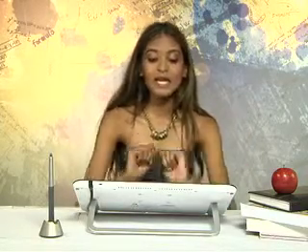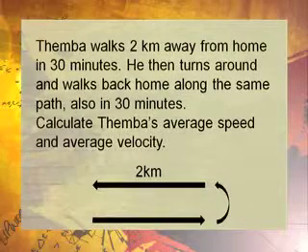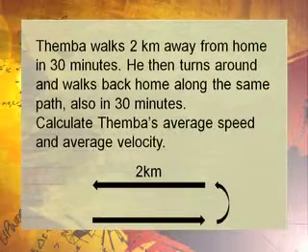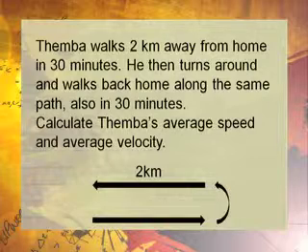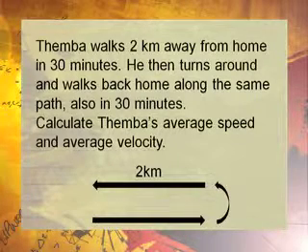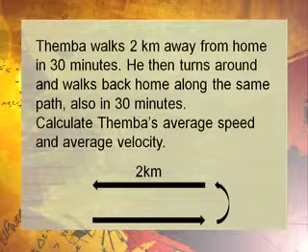This is our problem. Temba walks 2 kilometers away from home, and he does this in 30 minutes. He then turns around and walks back home on the same path, and he does this in another 30 minutes. Calculate Temba's average speed and average velocity.